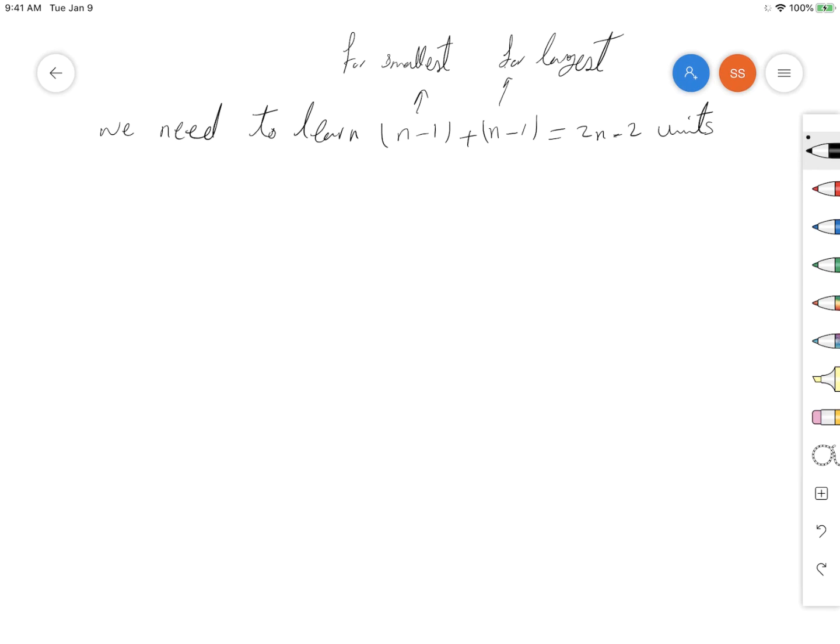So together, that's the amount of information that we need for just finding the largest and the smallest. That is equal to 2n minus 2 units. Again, for finding the smallest, all other n minus 1 items, or the keys that we have, should have at least one comparison. So it is n minus 1 pieces of information. And for the largest one, all other n minus 1 must have lost at least one comparison. So n minus 1 plus n minus 1 is going to be 2n minus 2 units.